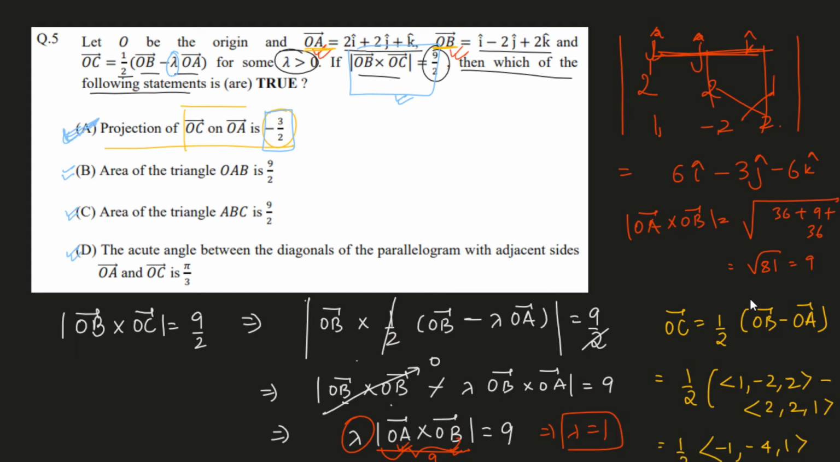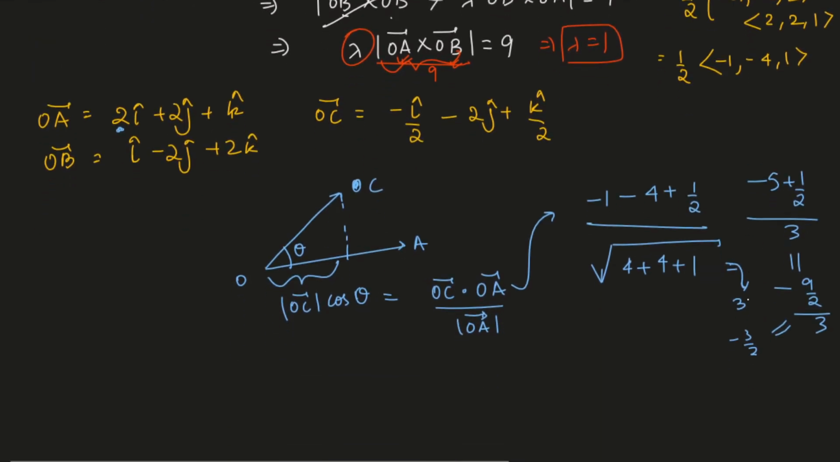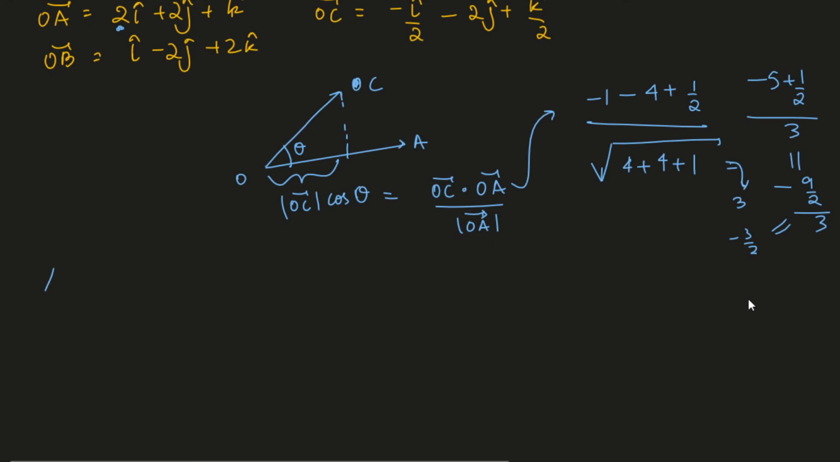Let's move on to the second problem. The area of triangle OAB is 9/2. So triangle OAB. So remember that the triangle formed by two vectors, OA and OB.